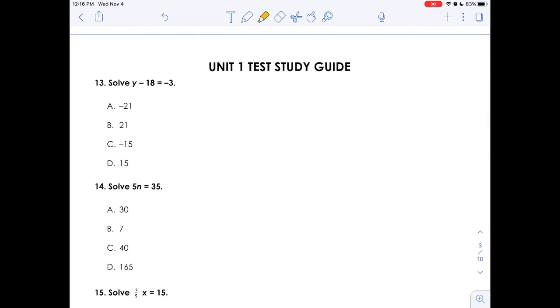For this next one, the variable I'm solving for is y. In order to get the y by itself, I just need to move this negative 18. I'm going to add 18 to both sides. Negative 18 plus 18 cancels, which is what I wanted, leaving me with y equals negative 3 plus 18 is 15.